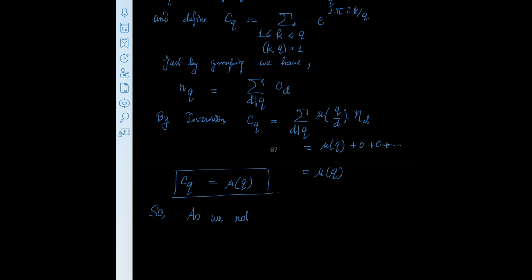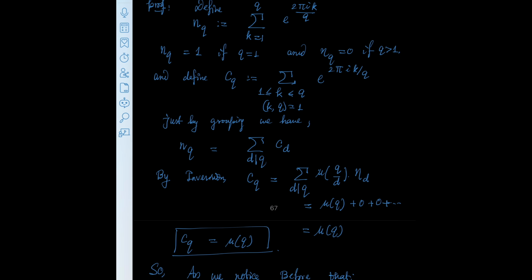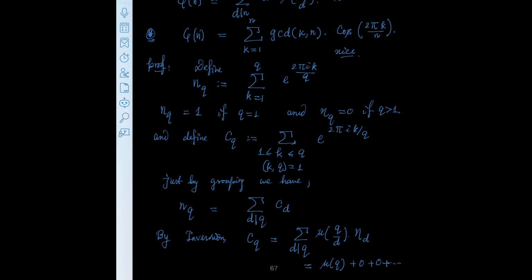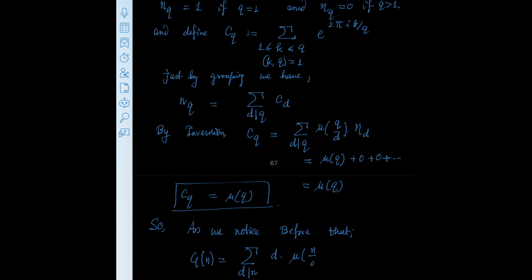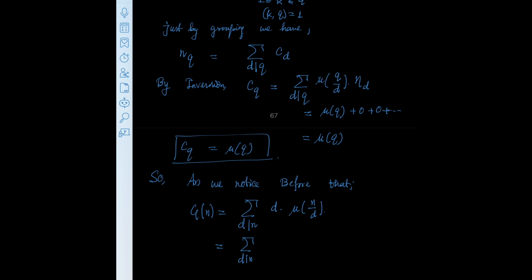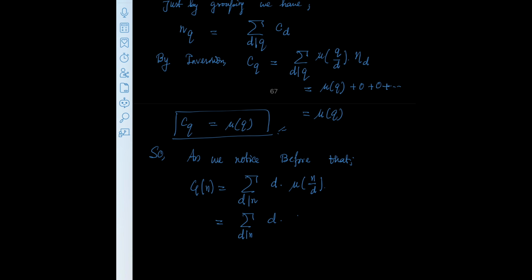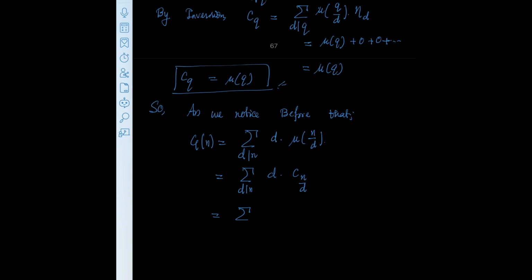As we noticed earlier, the formula for phi n is the sum over d divides n of d times mu of n by d, which is equal to d times, just replacing mu of n by d with C of n by d, as we showed C q is mu q, the sum over d divides n of d times, by the definition of C of n by d, the sum over j with GCD of j comma n by d equal to 1 of e to the power 2 pi i j by n by d.